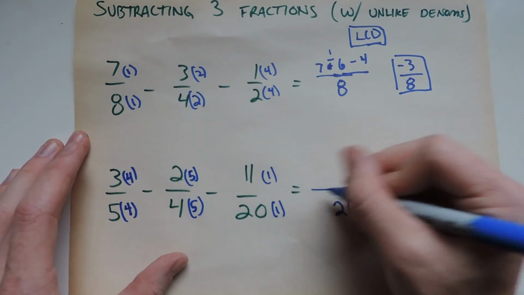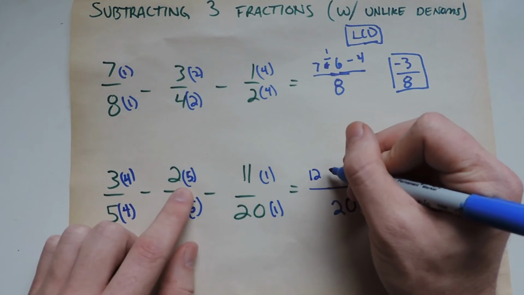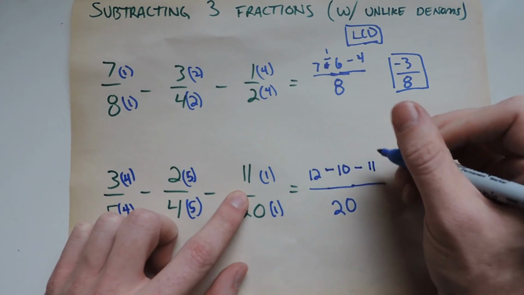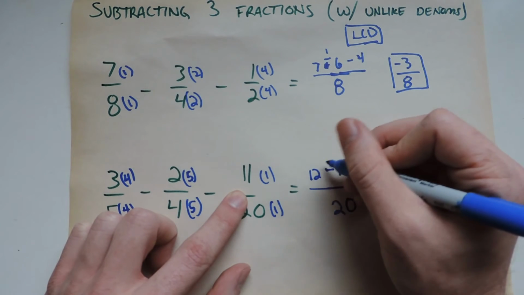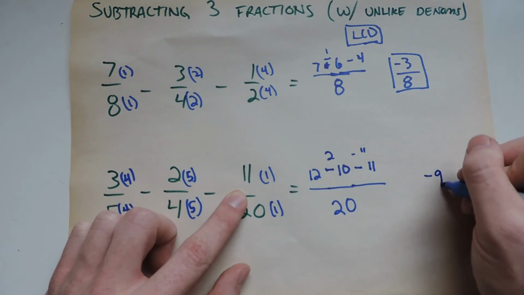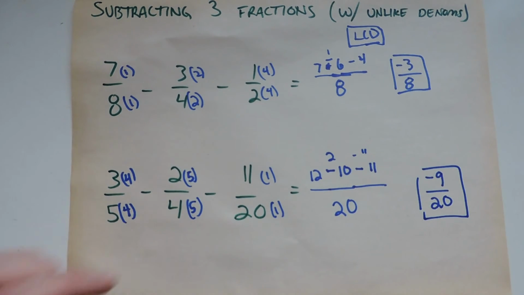Now we're going to subtract 12 minus 10 minus 11. So that's going to be 2, and 2 minus 11 is negative 9. Negative 9 over 20. And that can't be reduced any further.